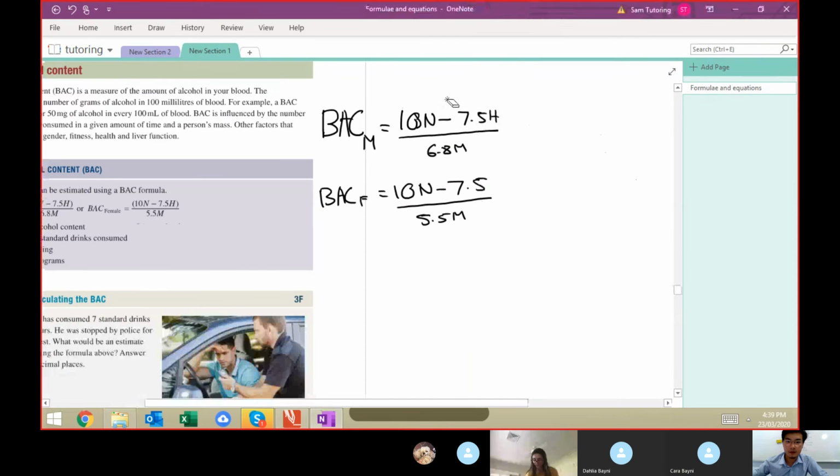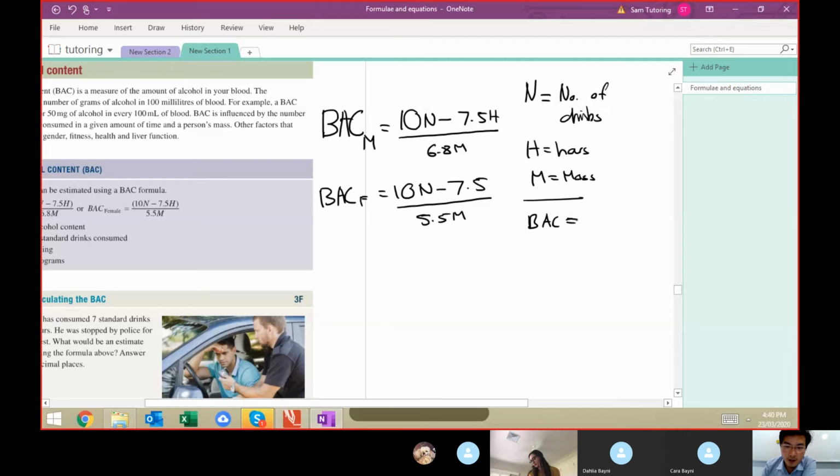Oh, sorry. Let me get rid of this. Put a proper 0. Is there anything in this equation that you guys want me to explain? No. So everyone's happy that N is equal to number of drinks. H is equal to hours, and then lastly M is equal to mass. And then lastly BAC. Well, we already know what BAC is. It's blood alcohol content, but the number we usually look out for is 0.05. That's the threshold.